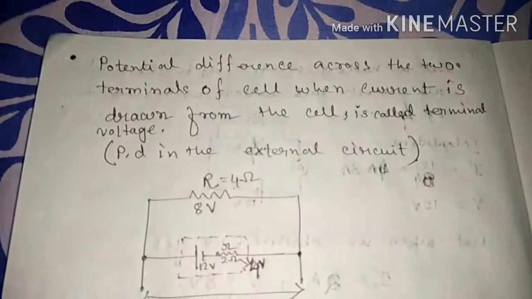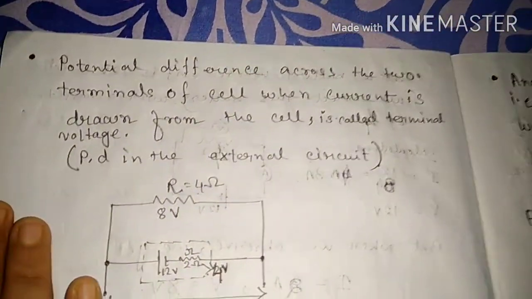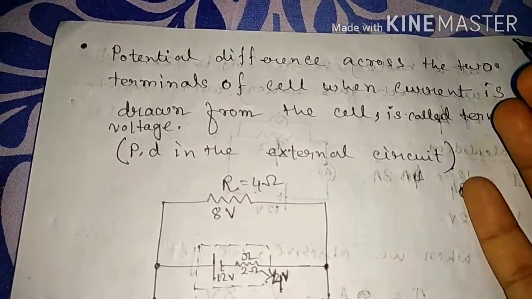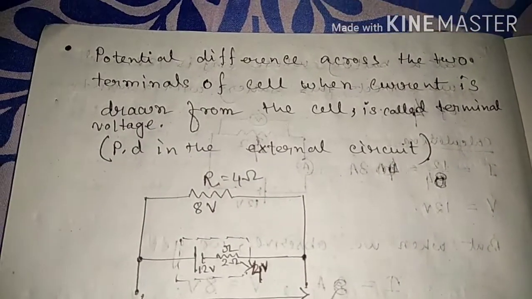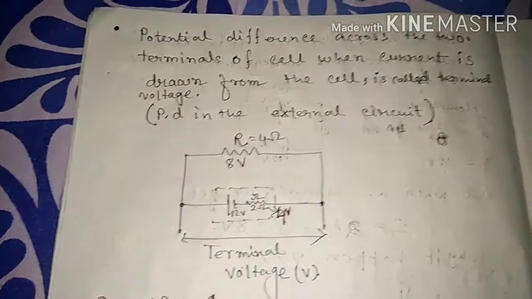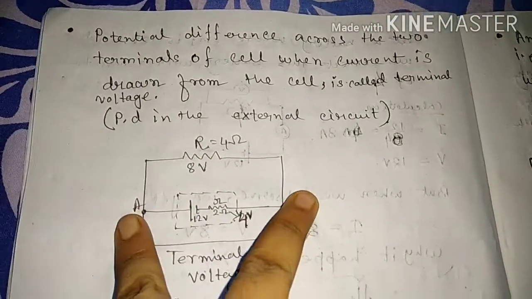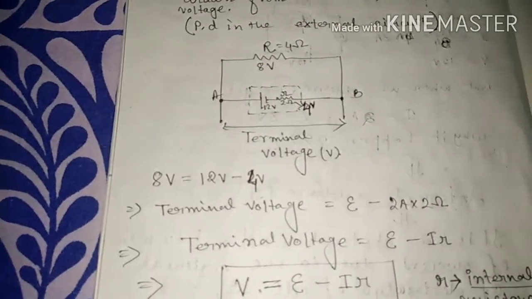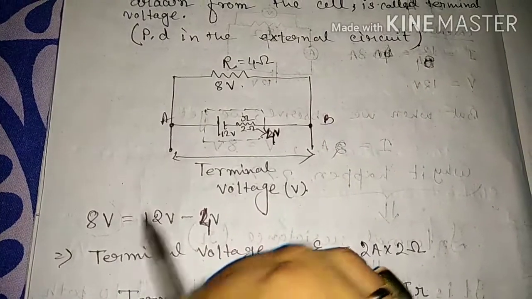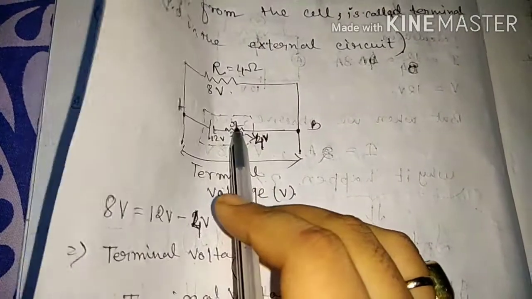So the potential difference across the two terminals of a cell when current is drawn from the cell is called terminal voltage. Or another way we can say it is the potential difference in the external circuit, because capital R is the external circuit resistance. If we say this is A and this is B, the voltage between A and B is called terminal voltage. So terminal voltage is 8 volt. So 8 volt equals what can we write? Total 12 volt minus 4 volt, because 4 volt is dropped across this internal resistance.